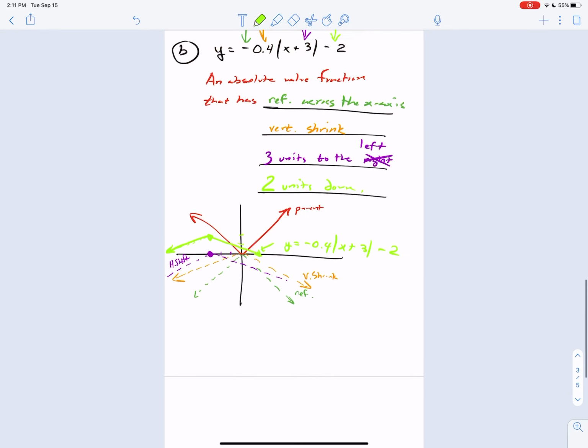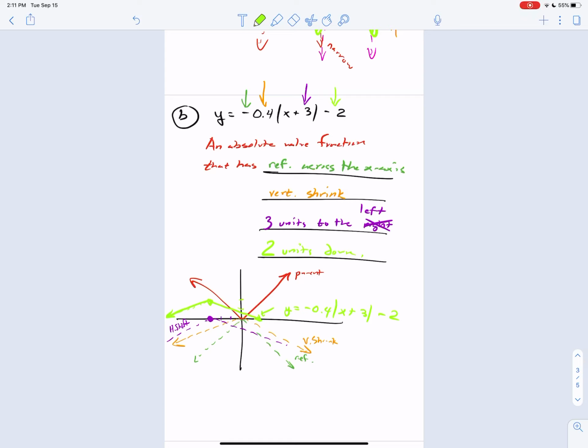That's it. Practice as much as you guys can. This is where we kind of graduate with graphing, okay? Instead of making a giant table, we just have a general idea of what things look like, okay? Let me know if you guys have any questions, and go ahead and get started on your homework, okay?